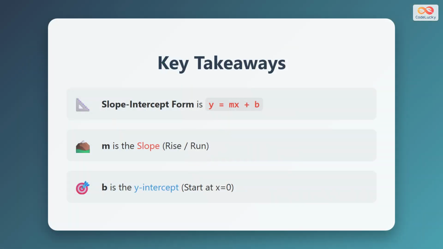To wrap up, remember that in the equation y equals mx+b, m is your slope, calculated as rise over run, and b is your y-intercept, which is your starting point on the graph. Master these two concepts, and you can graph any linear equation instantly.